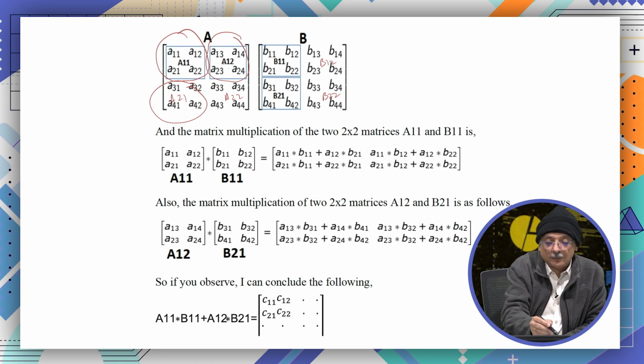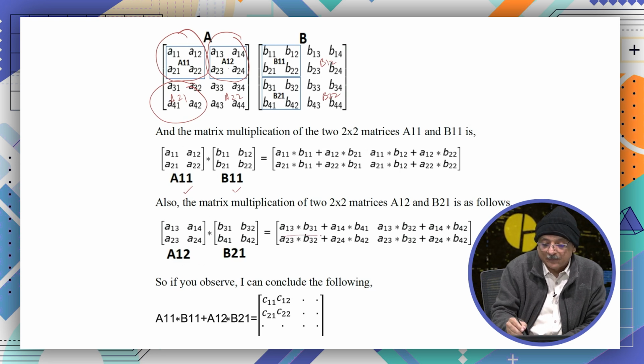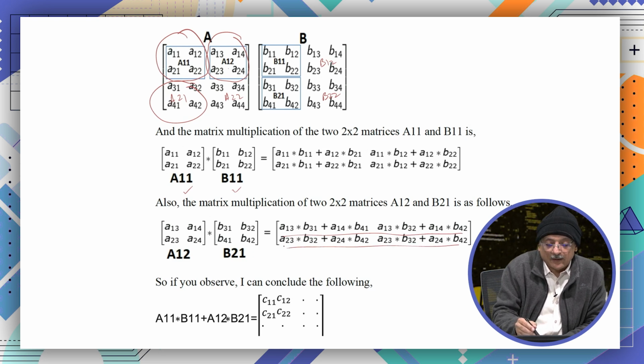But how is the multiplication going to take place? A11 will be multiplied by B11, okay? But A11 will also be multiplied with B21, and when we multiply these two matrices, all these values you can now infer by multiplication. For example, for this particular value, you will get the second row and first column. So A23 multiplied by B31. Sorry, this is 32, it has to be 32 because it is the second row. A23 multiplied by B32, plus A24 multiplied by B42, like that.